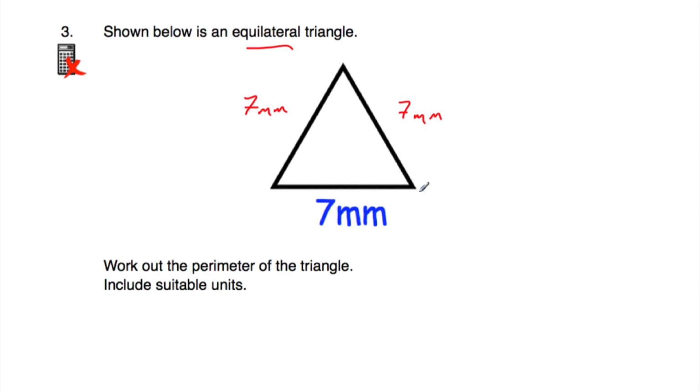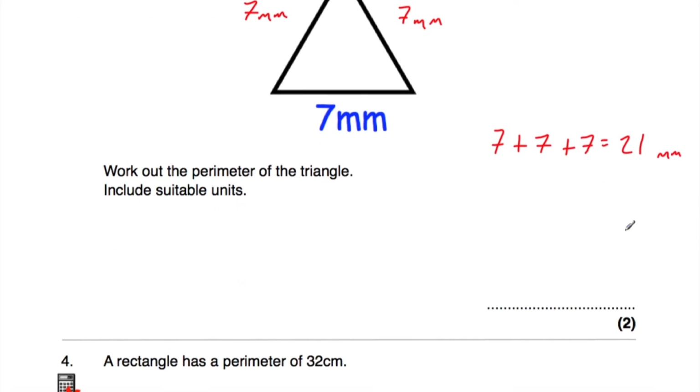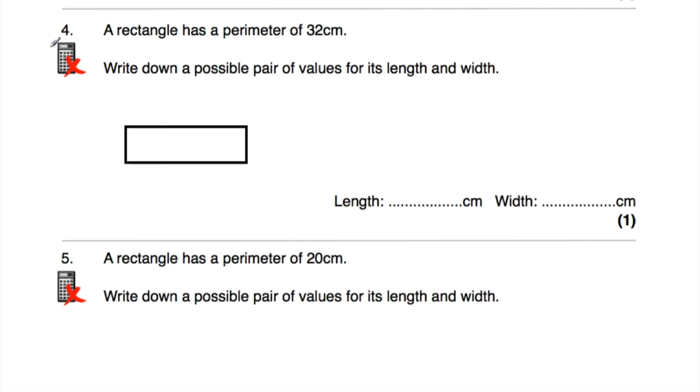So to find the perimeter of this triangle, we just need to do 7 plus 7 plus 7. So 7 plus 7 is 14, plus 7 is 21. So it'd be 21 millimeters. And that's it. The perimeter of this equilateral triangle is 21 millimeters. Remember, because it's an equilateral triangle, all the sides are the same length, so we could have just taken the length of one side, which is 7, and multiplied that by 3, and 7 times 3 is 21 as well. So the perimeter of this triangle is 21 millimeters. And that's it.